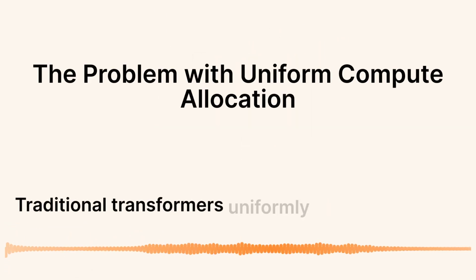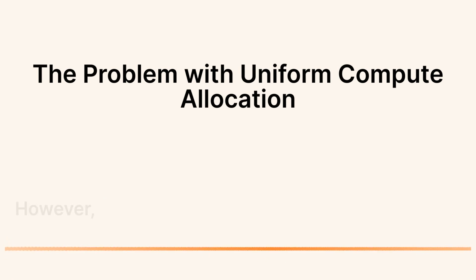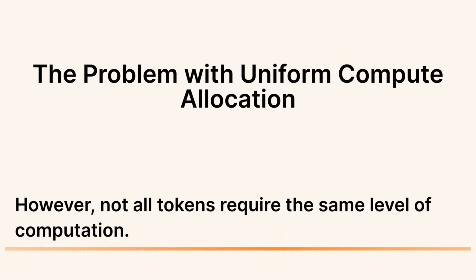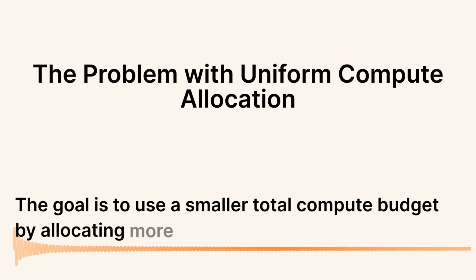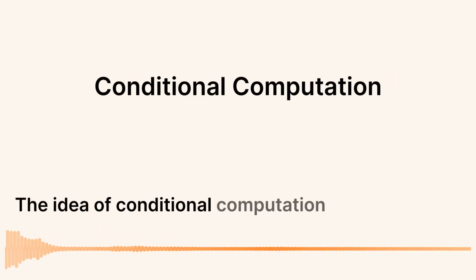Traditional transformers uniformly spread flops across all input tokens in a sequence. However, not all tokens require the same level of computation. The goal is to use a smaller total compute budget by allocating more resources to the tokens that need it most. The idea of conditional computation isn't entirely new.